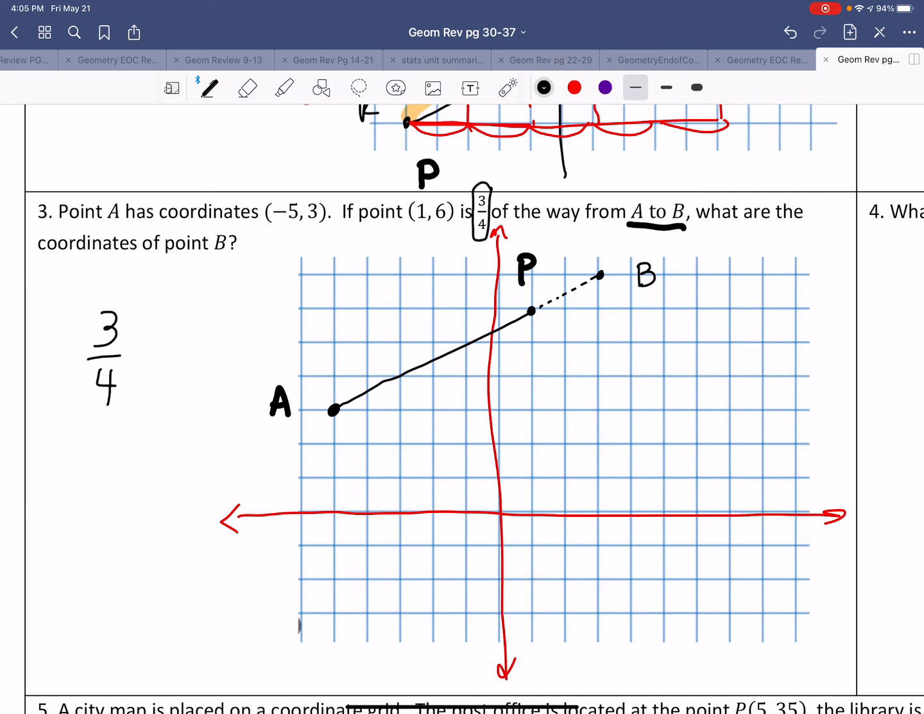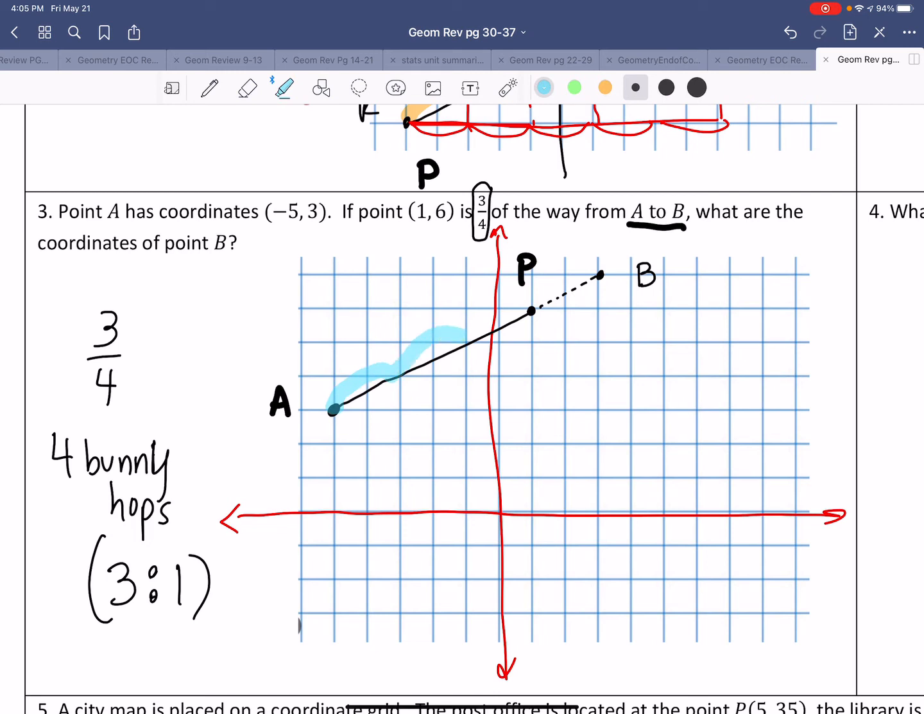So 3/4 of the way there means 4 bunny hops. It means you go 3 equal bunny hops with 1 left to go. 1, 2, 3. So that's how I figured out how to get to B. If you struggled to do that, notice I went over 2, up 1, over 2, up 1, over 2, up 1. So just 1 more over 2, up 1.